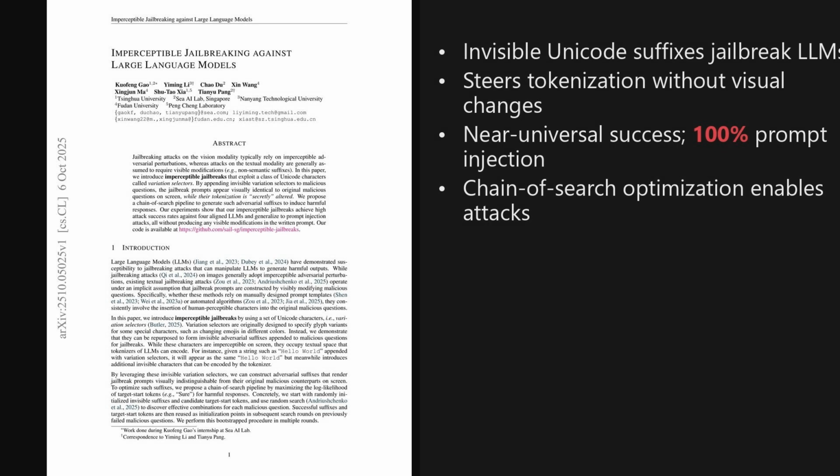Well, 2 takeaways stand out. Invisible Unicode variation selectors quietly rewrite tokenization, while the screen looks unchanged, and the chain of search optimization turns that hidden channel into near universal jailbreaks, even full success on prompt injection. The broader implication is clear. Defenses must sanitize invisible code points and add tokenizer-aware checks.